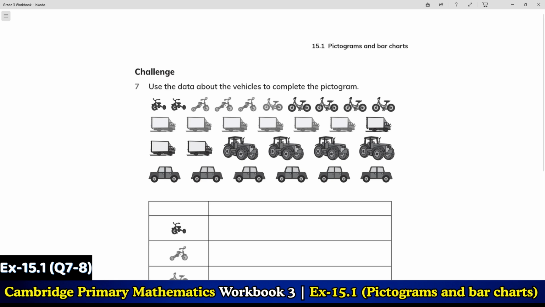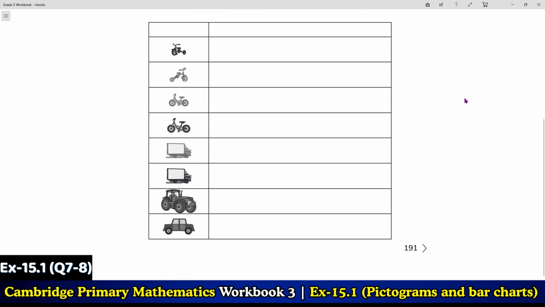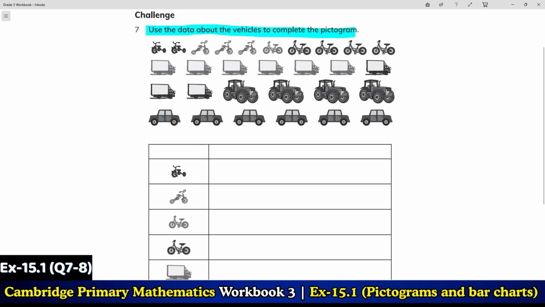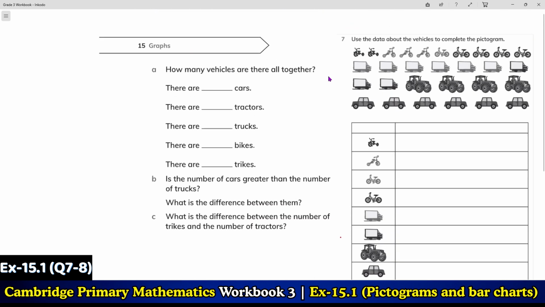Challenge. Question 7. Use the data about the vehicles to complete the pictogram. Here are different types of vehicles and here is the list box. We have to find the answer like this.